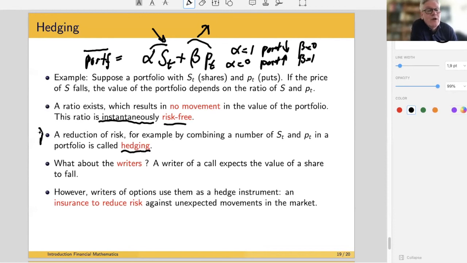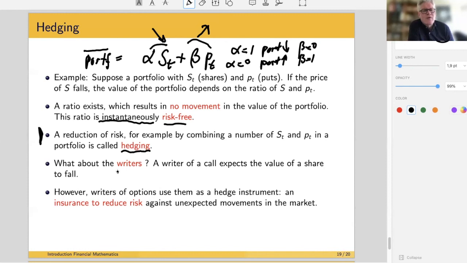So that is one of the main uses of these financial contracts, of these derivatives contracts, we call them. The options are derived from S, so therefore they are called financial derivatives. And one of the main uses is using them as an insurance against unexpected or undesired movements in another product.